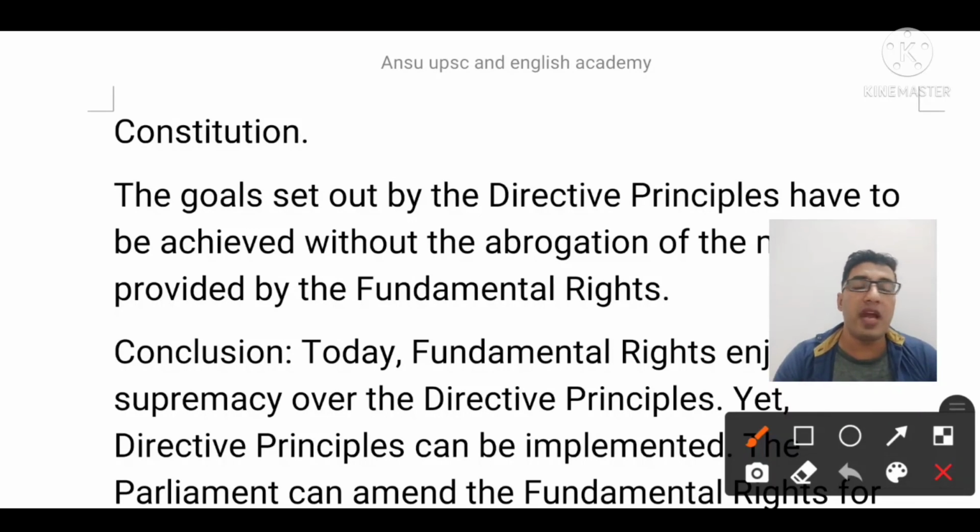What is Article 49? 49 is the protection of monuments. Whatever monuments we have in India, we should protect them. And what is Article 50? The separation of the judiciary from the executive, and that came into existence in 1973 when the Criminal Procedure Code was implemented by our legal system. And Article 51 is talking about the promotion of international peace between countries and at the international level. And that is all about the DPSP.